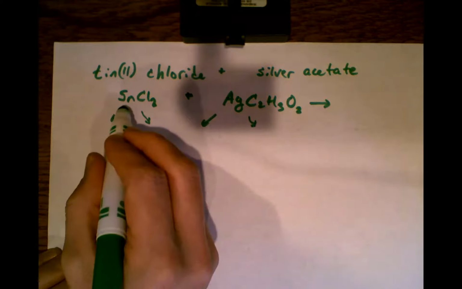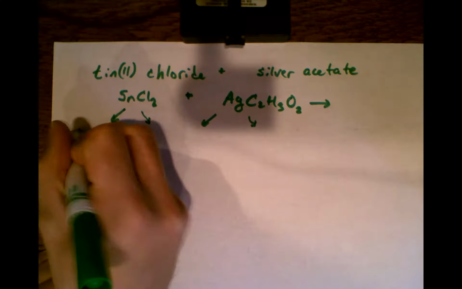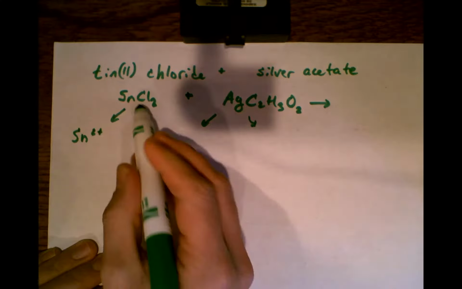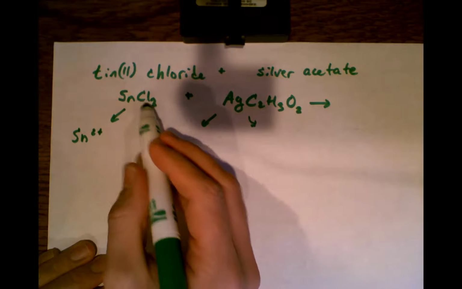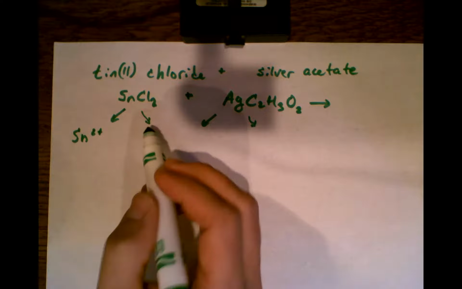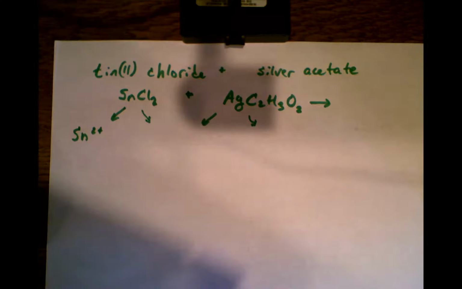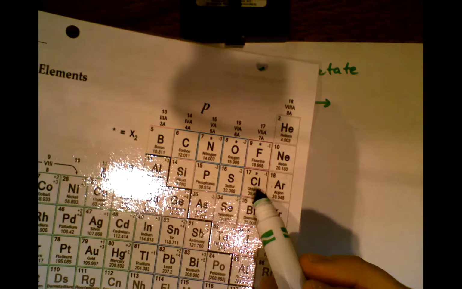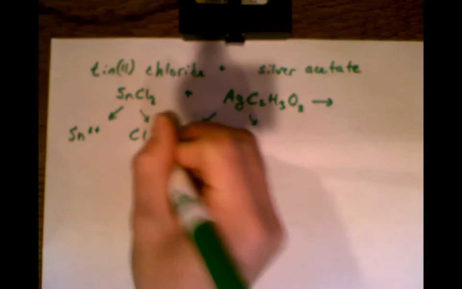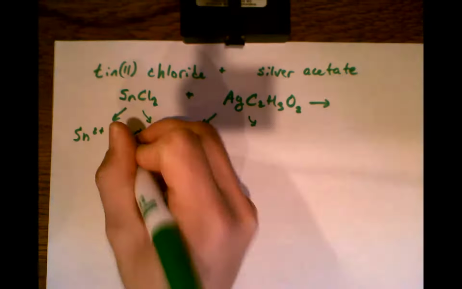So tin 2 should be Sn2+. And then a chloride ion. Now it looks like you should write Cl2, but that's not right. Chloride, you have to write it exactly how it appears on the periodic table. That's Cl with a minus charge. So that's just going to be Cl-. Okay, I'm going to put some pluses in between these.